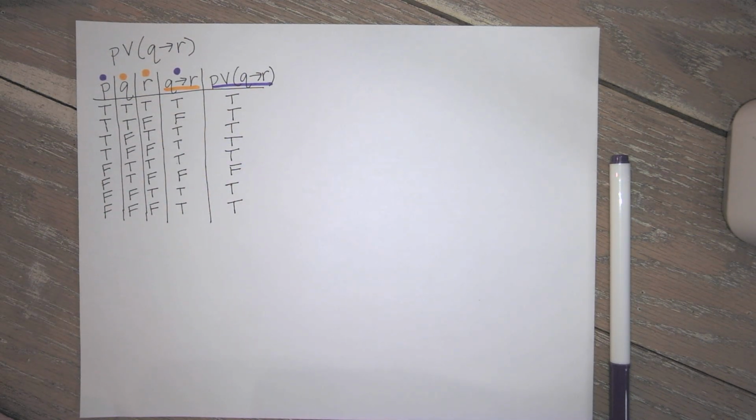Okay, so there are some examples of how to build truth tables that are a little bit more complicated. If you want to learn about tautologies and self-contradictions, then you should watch the next video.